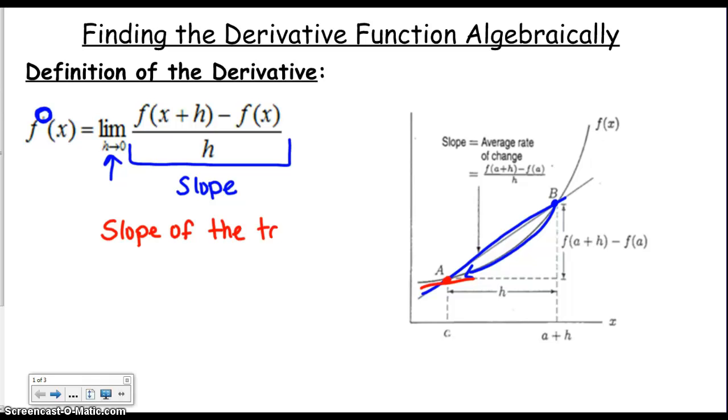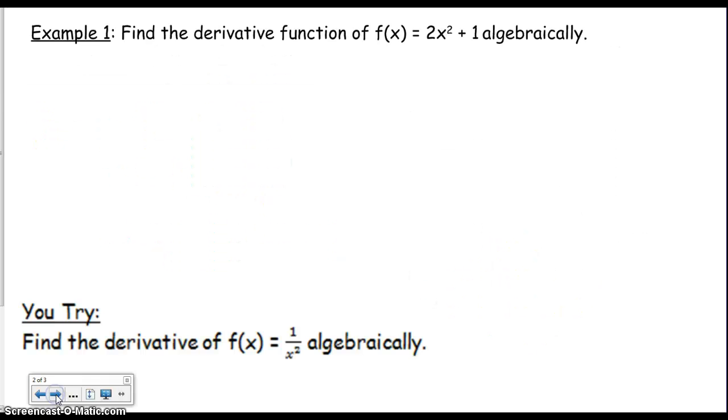And so it's very helpful if we can find a derivative function or a derivative equation so that we can find the derivative of a function at any point. And we're going to do that algebraically just like we did with instantaneous velocity. So it says find the derivative function of f of x equals 2x squared plus 1 algebraically. So we're going to set up that limit definition. Limit as h approaches 0, f of x plus h minus f of x over h.